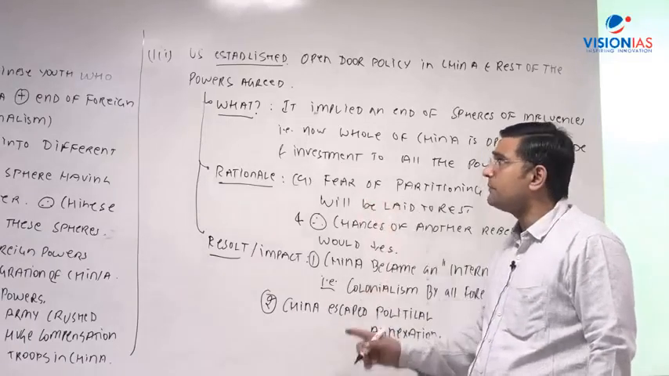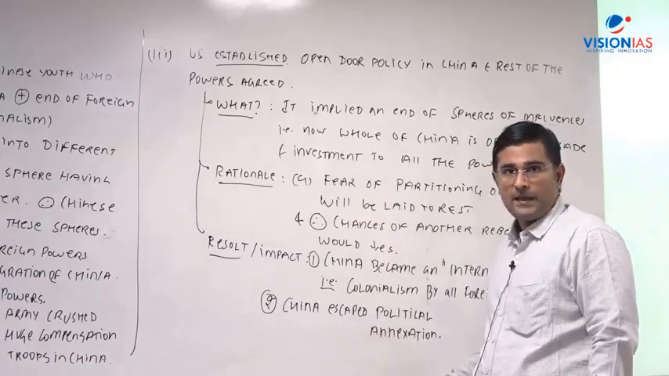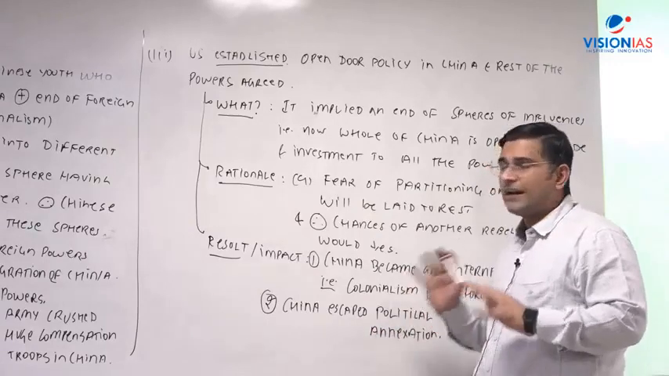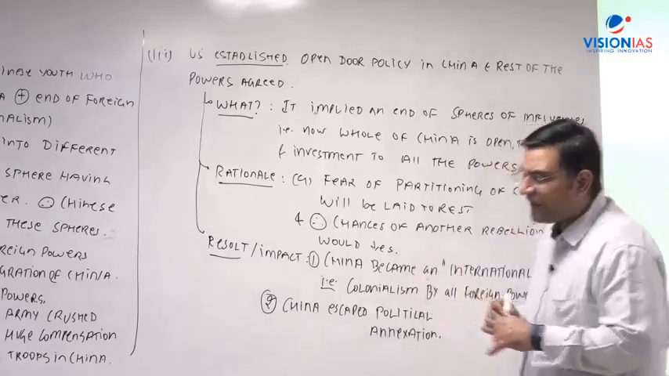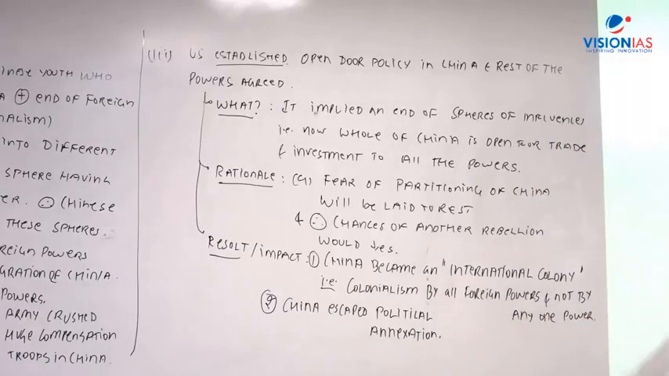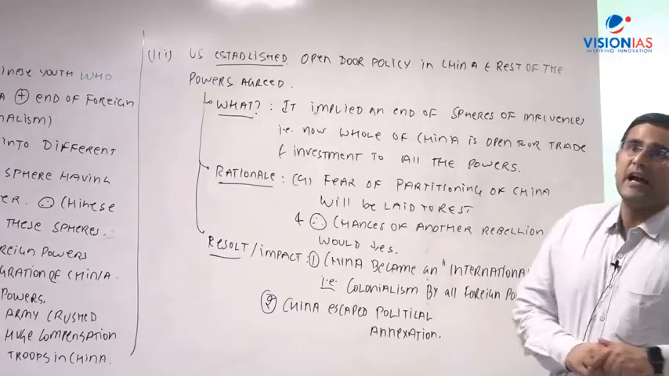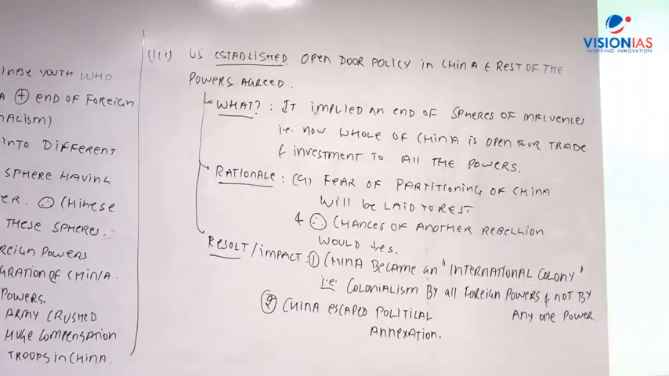Why? Because the US is implementing open door policies. Right? Why? Because the US did not want another rebellion, because law and order stability is needed for good business. So this is how China is escaping political annexation because of the US. And why is the US doing so? Because law and order stability is good for business and the US wants this. Right?